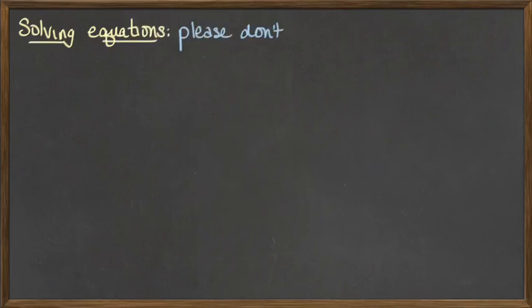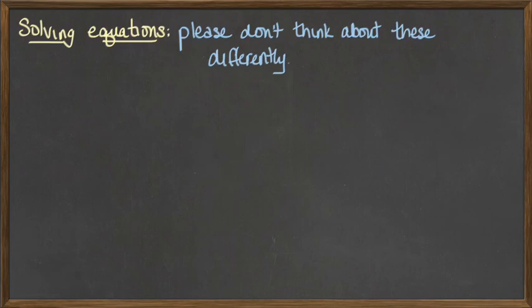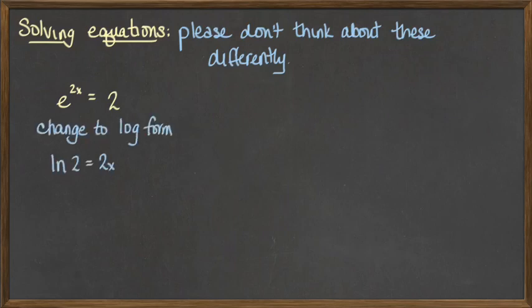Solving our equations. Don't change anything. Don't think about it differently. Don't understand it any differently. Don't manipulate things any differently. If I'm given an exponential equation, well, as it stands right there, I would be at a standstill. I wouldn't be able to do anything. Change it to log form. Only in this case, log form is going to be the natural log of 2 is equal to 2x. From there, I divide by 2, and x is the natural log of 2 over 2.